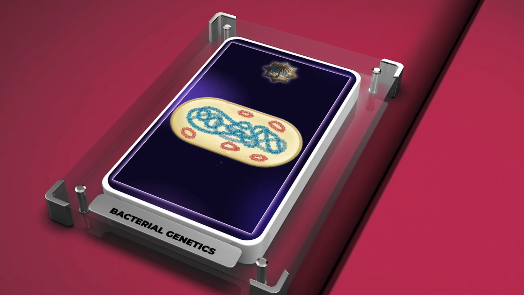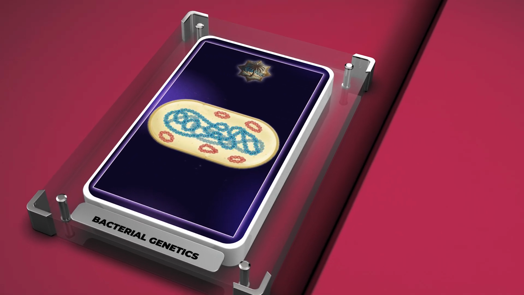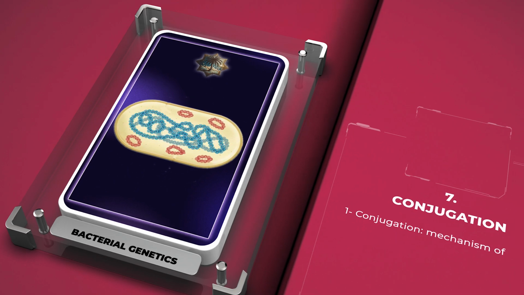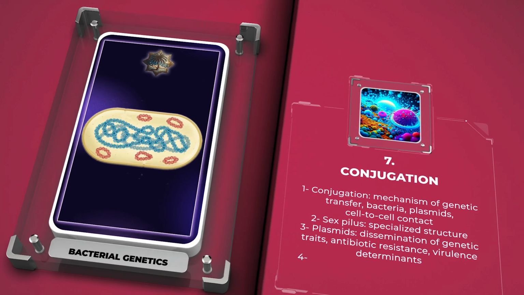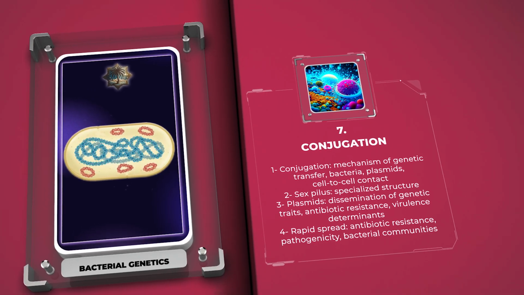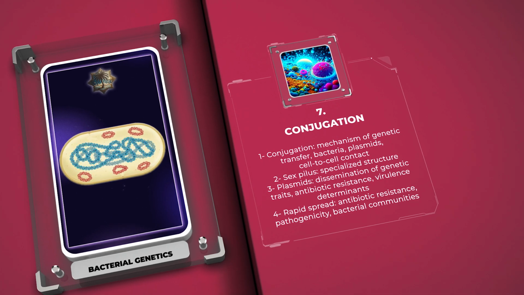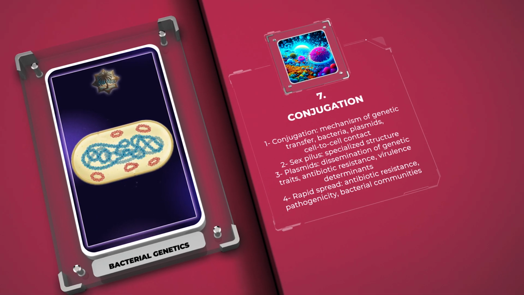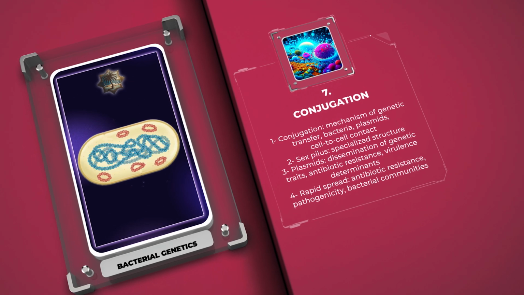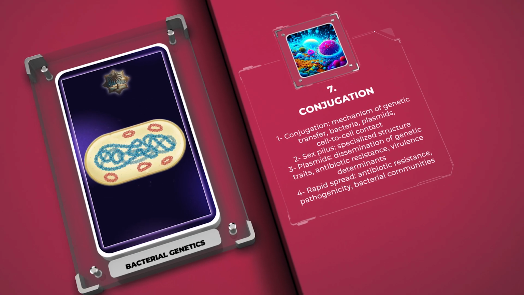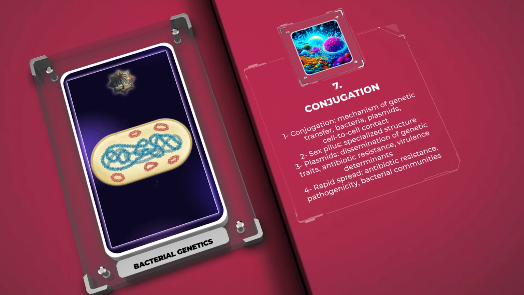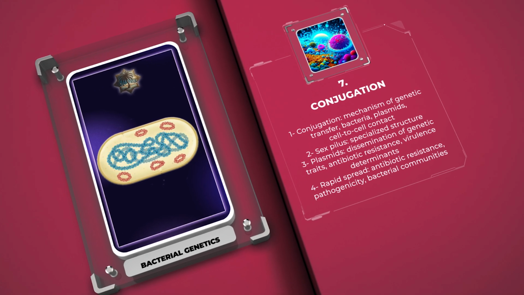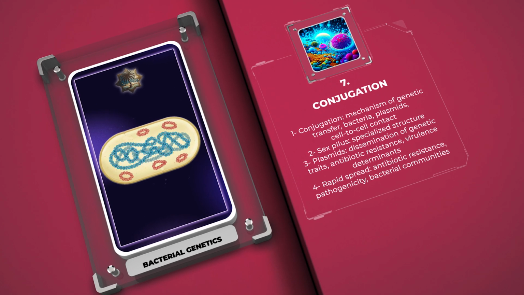Conjugation is a significant mechanism of genetic transfer in bacteria, primarily mediated by plasmids known as conjugative plasmids. It involves direct cell-to-cell contact, typically using a specialized structure called a sex pilus. The transfer of plasmids allows for the dissemination of genetic traits, such as antibiotic resistance or virulence determinants, between bacterial populations. Unraveling the intricate molecular details of conjugation aids in understanding the rapid spread of antibiotic resistance and pathogenicity in bacterial communities.